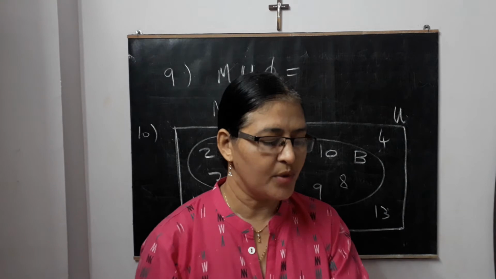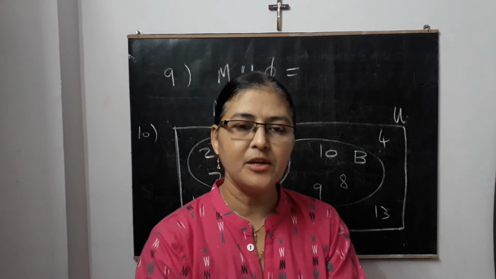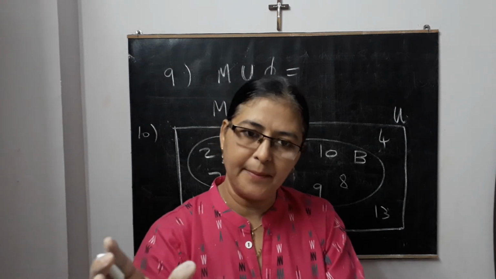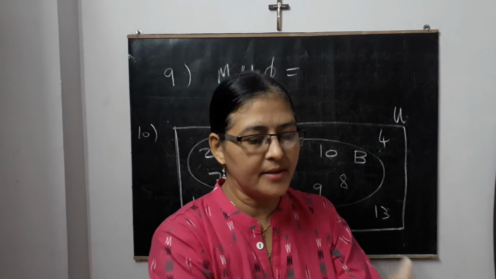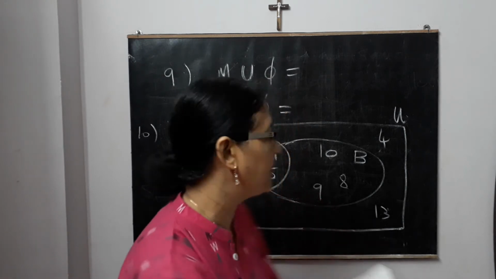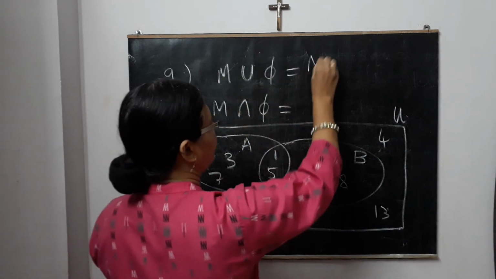Now we come to the ninth question. If M is any set, then write M union null set. What is the meaning of null set? There is no element present in that. And there is a set which is given, M. So if you take a set M and another is empty, what answer will we get if you take the union? It will be only M. So M union null set, nothing is there, so M is the answer for that.